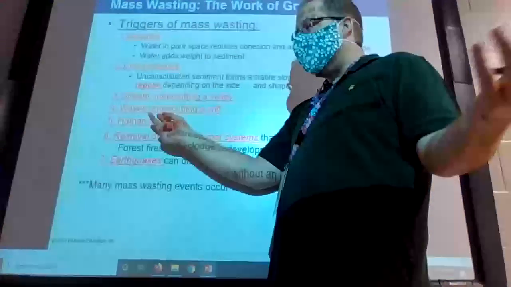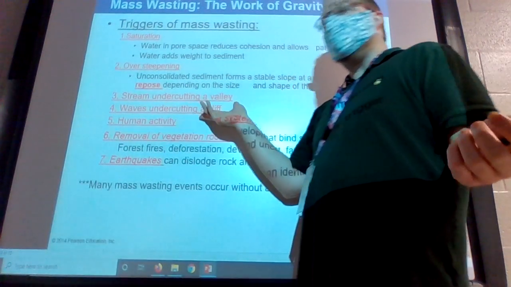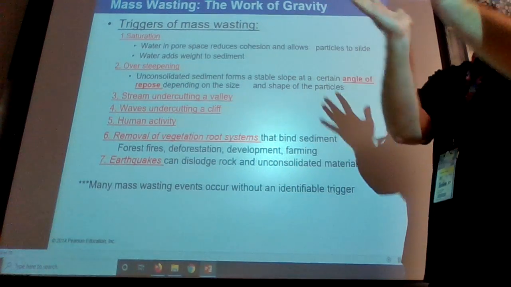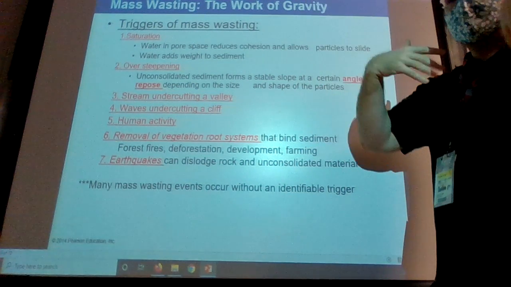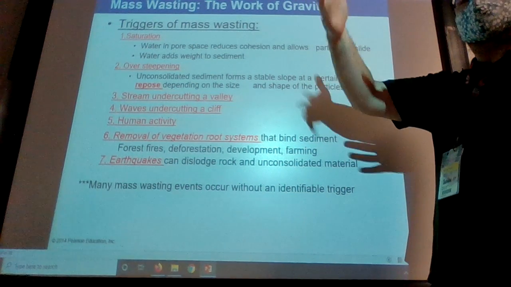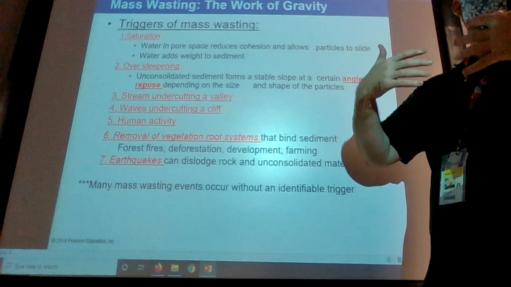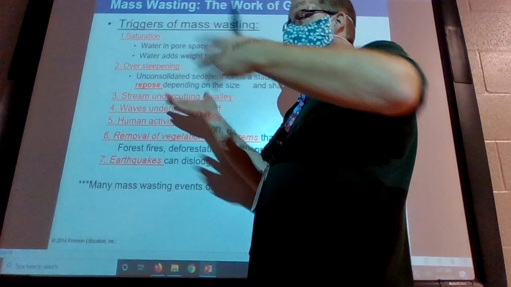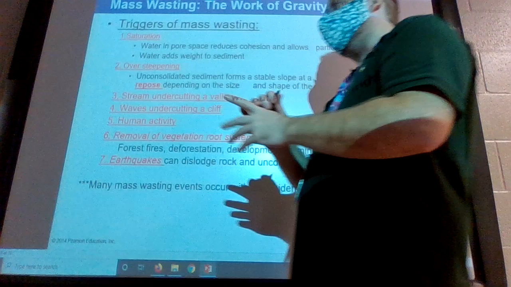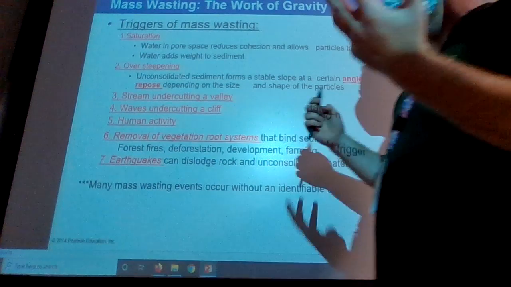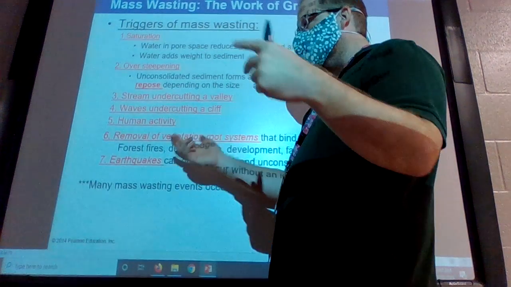Streams and waves from the ocean undercut cliffs and steep surfaces. Your erosion and your weathering is going to cut away the bottom the most. And so when the bottom gets cut away, it's just even more steep, and you're more likely to have some sort of fall or removal of land surface.